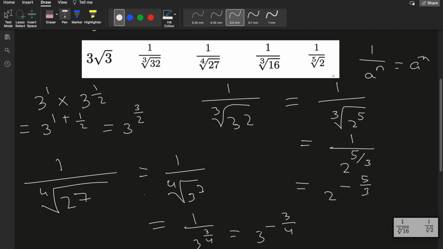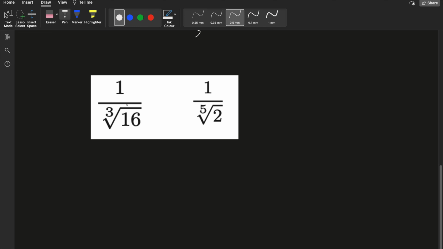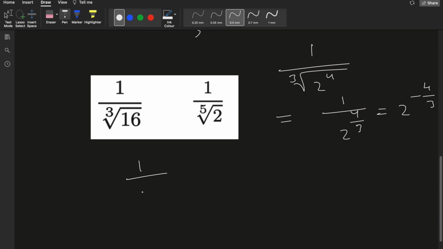And then let's solve these two. Okay, so 16 can be written as 2 to the power of 4. So that would be cube root of 2 to the power of 4. That would be 1 divided by 2 to the power of 4 divided by 3. That would be 2 to the power of negative 4 divided by 3. The next one would be very simple. It's 2 to the power of 1 by 5, and then 2 to the power of minus 1 by 5.